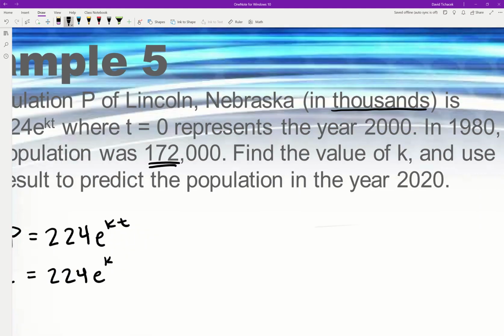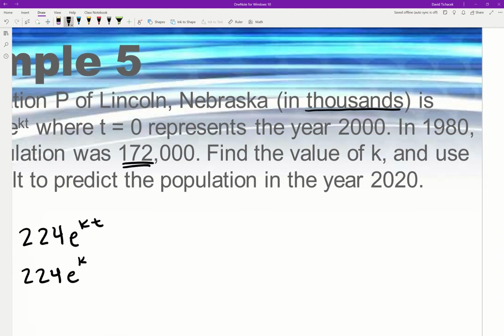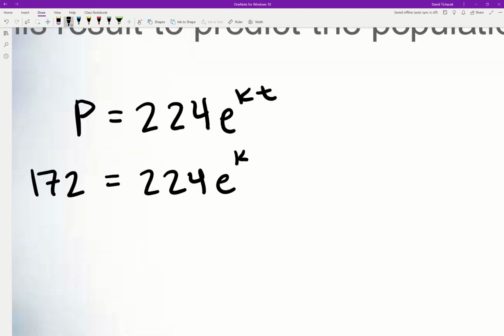And again, because we're in 1980, where t equal to 0 represents the year 2000, if we go 20 years prior to that, then on the number line that's negative 20. And so now we just have the general setup here. We just need to go through and, of course, solve for our final quantity.